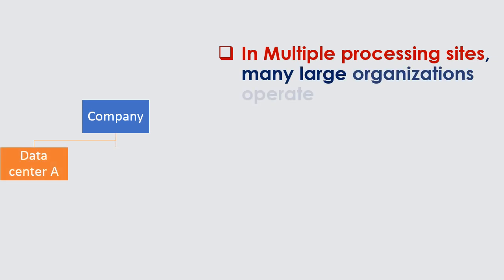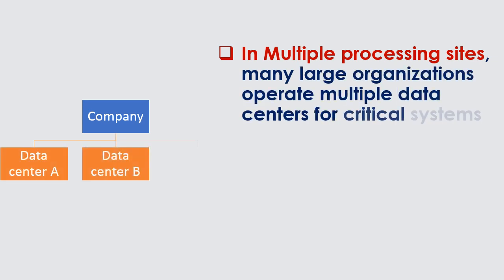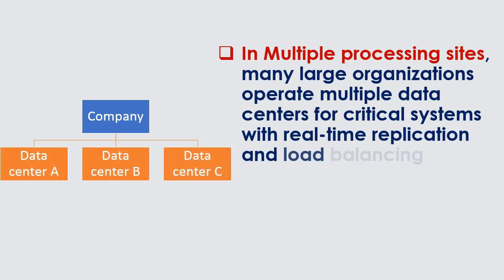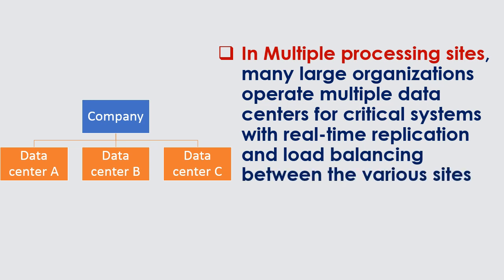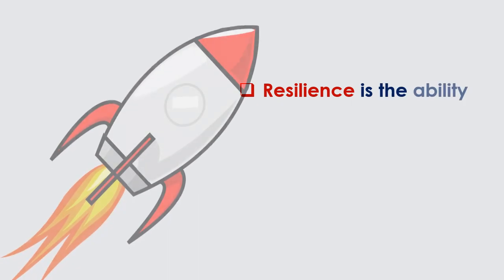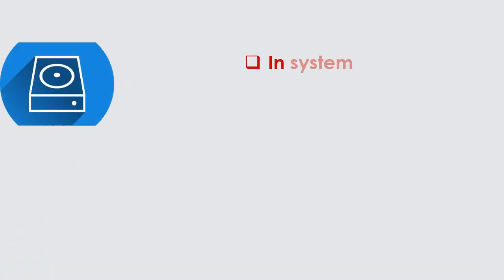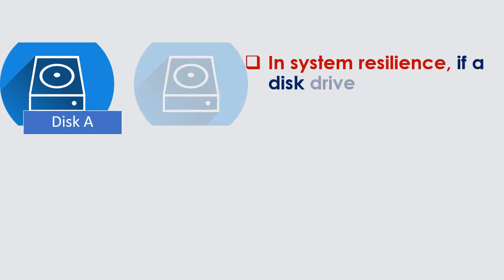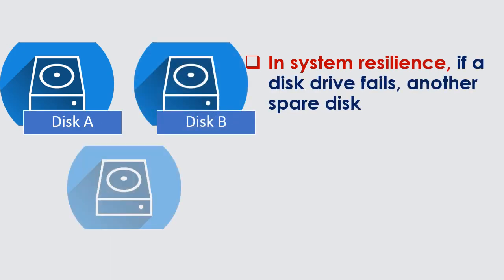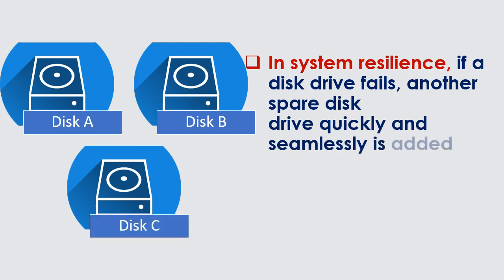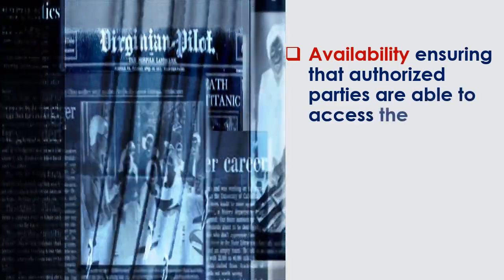In multiple processing sites, many large organizations operate multiple data centers for critical systems with real-time replication and load balancing between the various sites. Resilience is the ability to recover quickly. In system resilience, if a disk drive fails, another spare disk drive quickly and seamlessly is added to the storage pool. Availability is ensuring that authorized parties are able to access the information when needed.